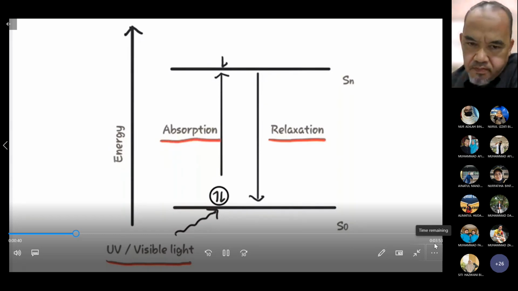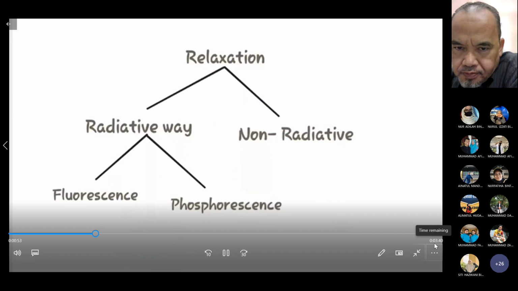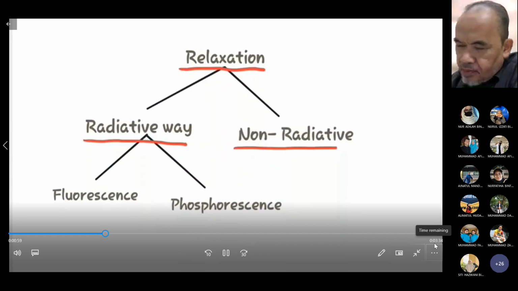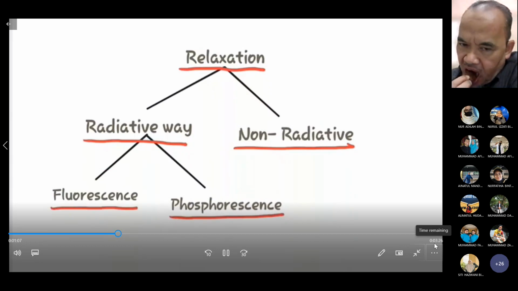Now, as per Perrin-Jablonski diagram illustration, there are multiple pathways by which the absorbed molecular energy can be released. Relaxation can occur in many ways. The process of relaxation mainly occurs in two ways. First is radiative way and second is non-radiative way. In the radiative way, it occurs by two mechanisms. First is fluorescence and second is phosphorescence.